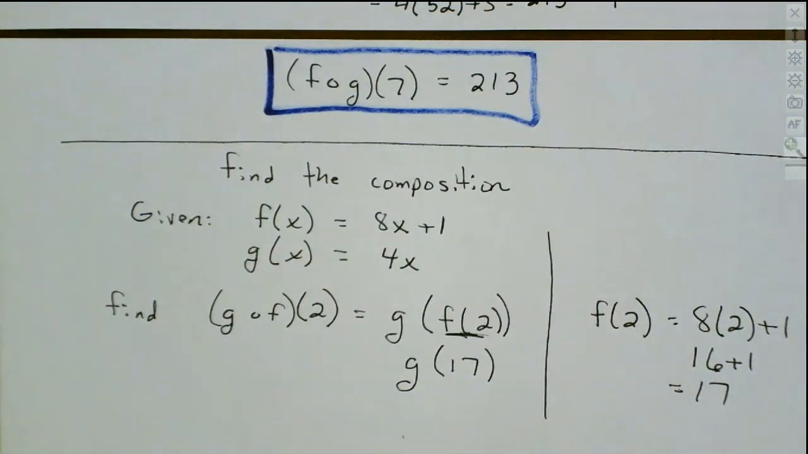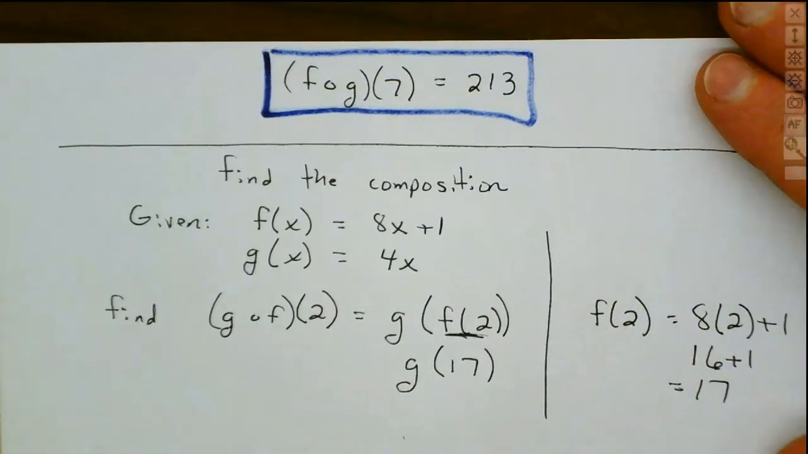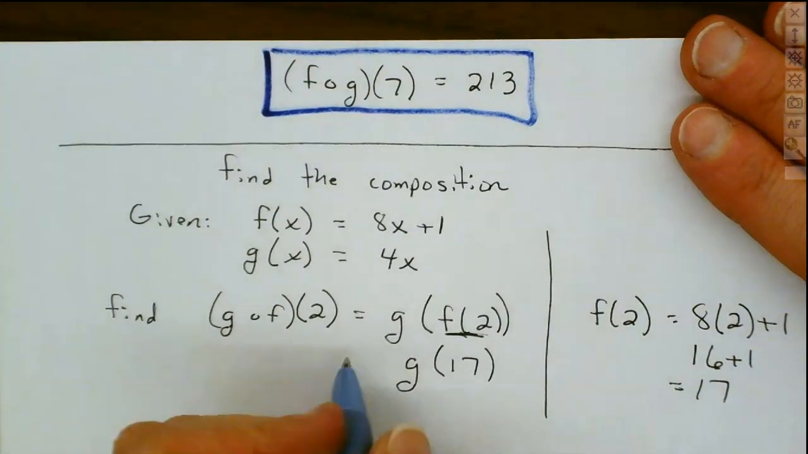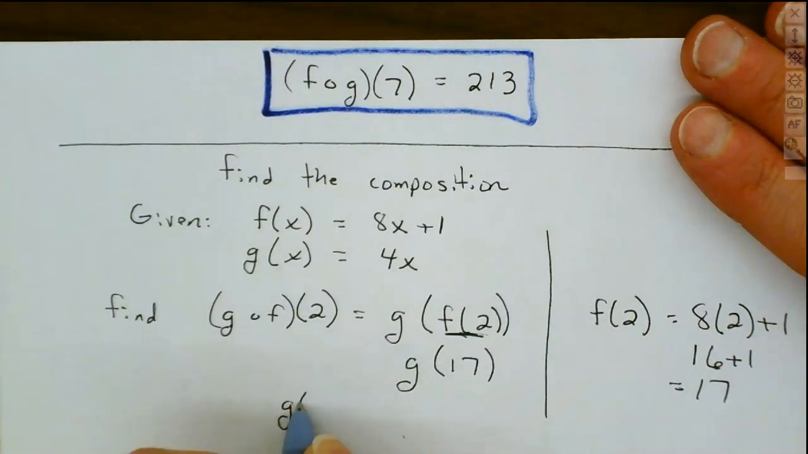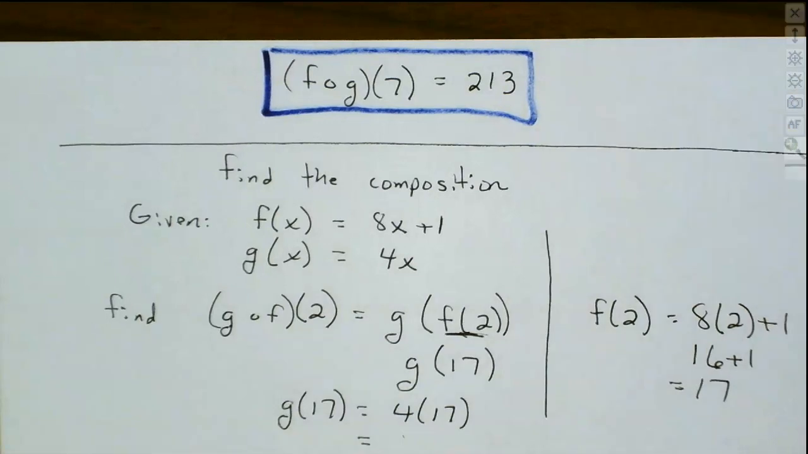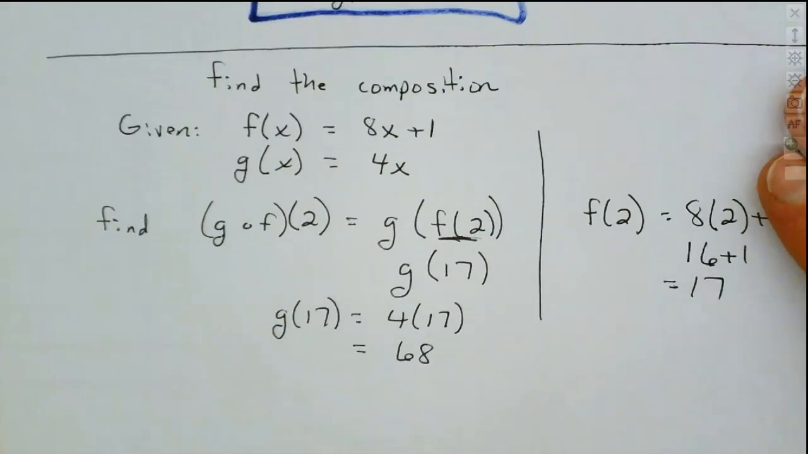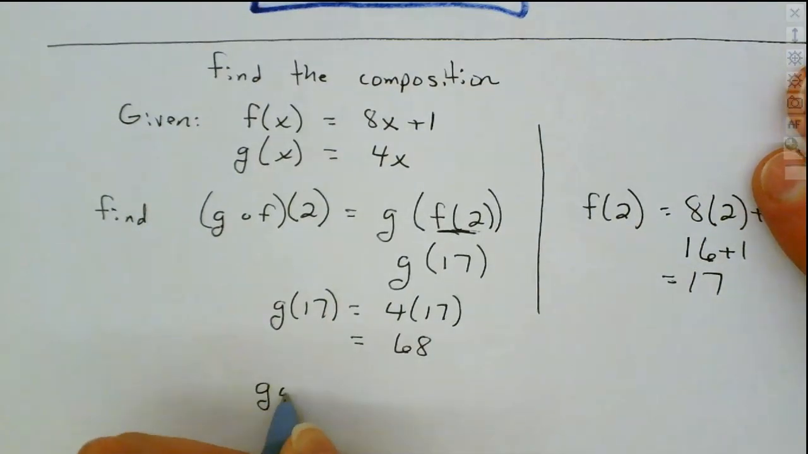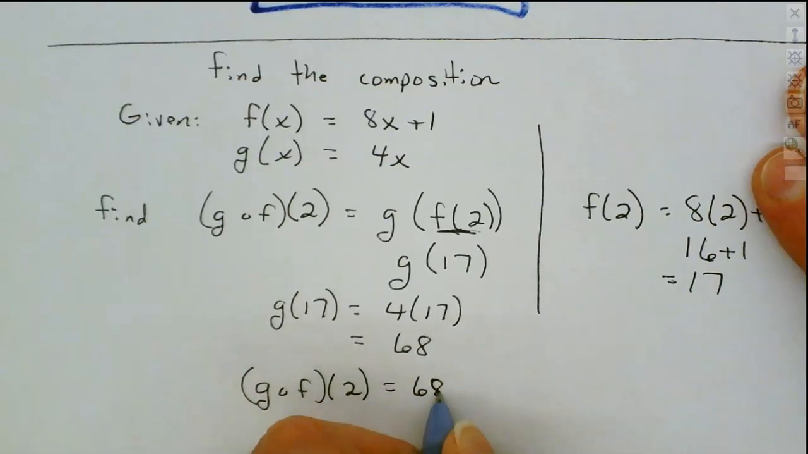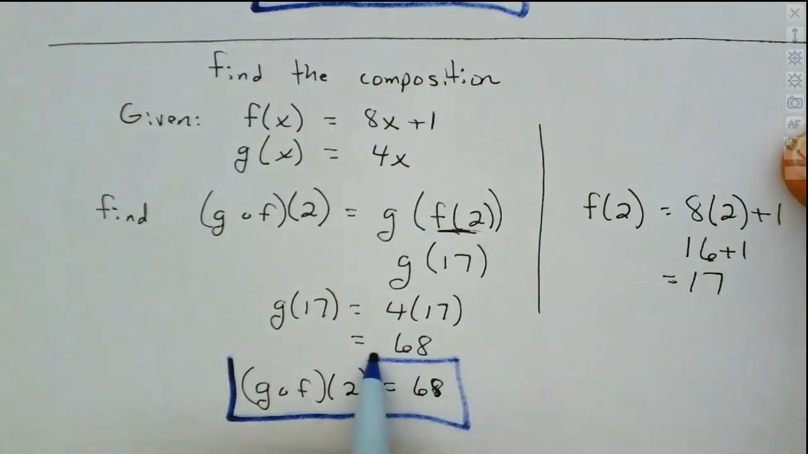One into the other. Now, one more step left. What do we do next? We need to find g of 17. Easy enough here. So g of 17, what would that be? That would be 4 times 17. And 4 times 17 is going to be 68. So what's my final answer? G composed with f of 2 gives you out 68. Number in, number out.